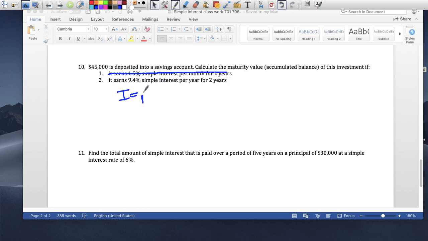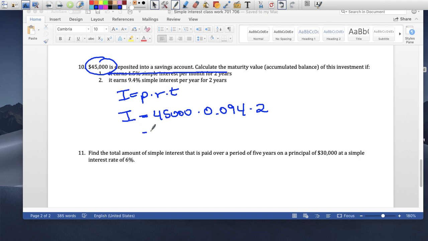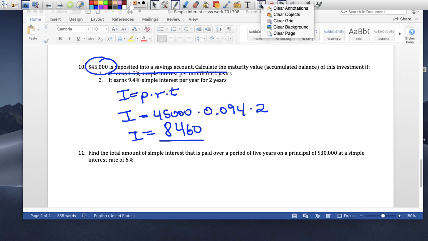So I equals P times R times T. So how much do we put in the bank? 45,000. What was the interest rate? 0.094. For how long? 2 years. And I want to know how much I'm going to make. So 45,000 times 0.094 times 2 equals $8,460. So if you put $45,000 in the bank for 2 years and you get an interest rate of 9.4%, this is how much money the bank is going to give you. 8,460.